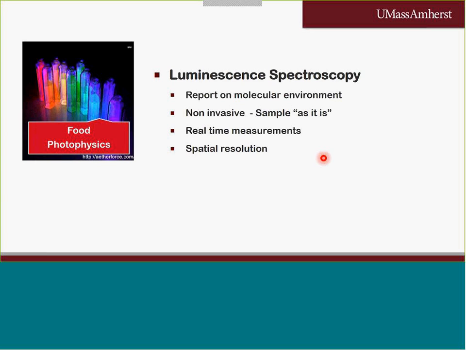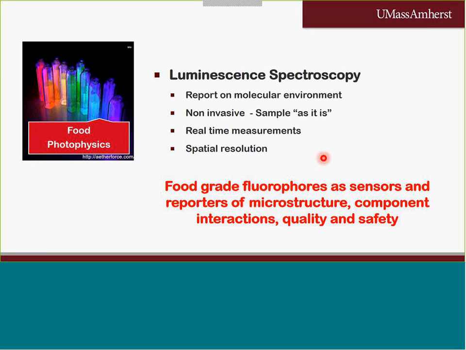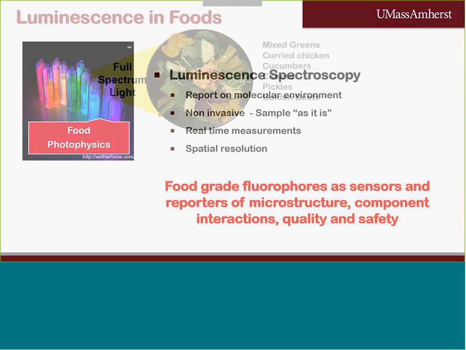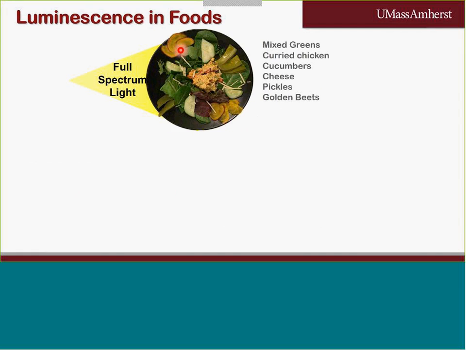of that particular sample. However, probably one of the most interesting parts of this is that there is a huge amount of food-grade fluorophores that are already embedded in foods. So basically, they can be used as sensors and reporters of microstructure, component interactions, quality and safety within the food. You may ask me how these fluorophores are spread in food.